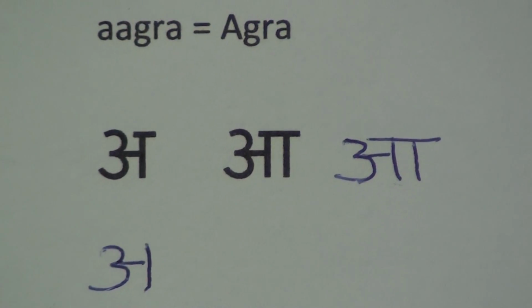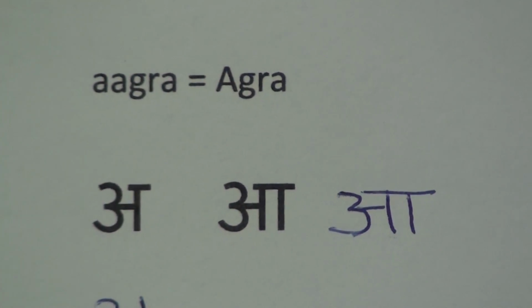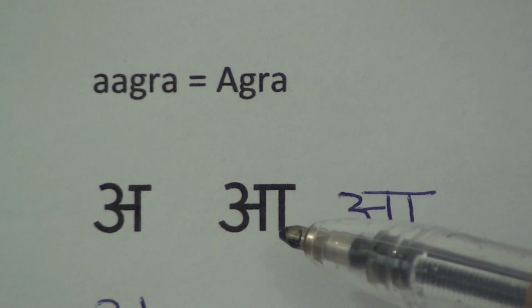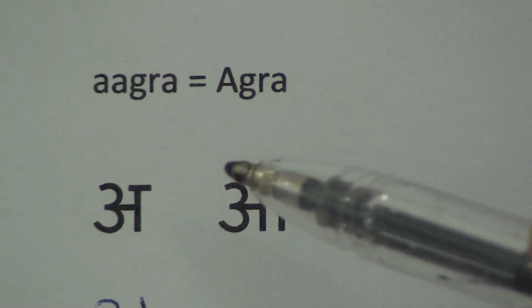Now we will see this is the printed form of Aa, and this is the handwritten form of Aa. How will we write Aa? Now it is easy for you to write the letter Aa because you have already learned how to write A.